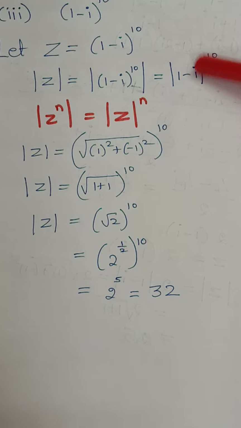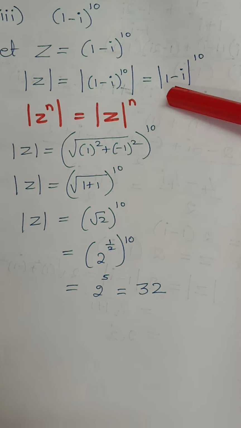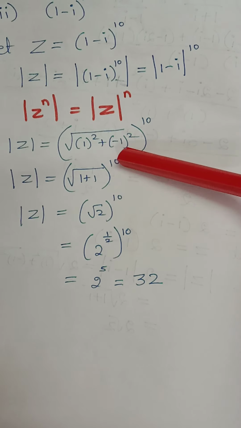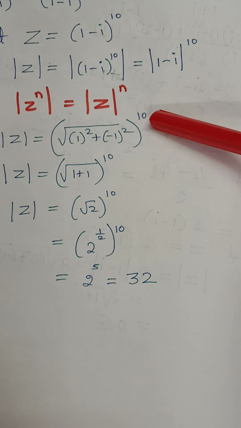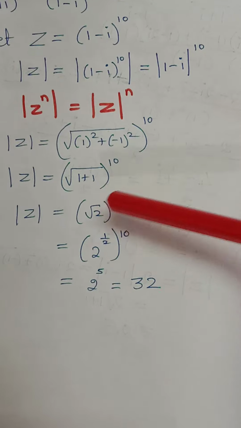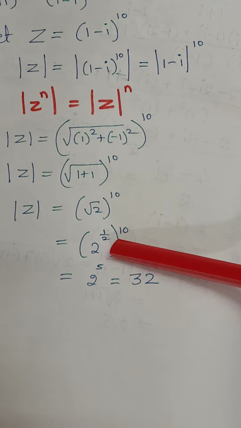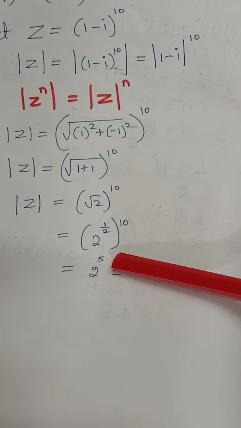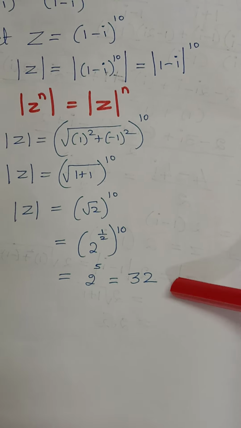Now let me find out the modulus of 1 minus i. How to find out the modulus? Real number square plus imaginary number square, we have to put it in the square root simply. So square root of real number square plus imaginary number square, which when we simplify we will get root 2. But we have a power 10. So actually we will have root 2 to the power 10. But we know root 2 can be written as 2 to the power 1 by 2, which when I simplify, I will have 2 to the power 5. So our final answer is 2 to the power 5 is equal to 32.